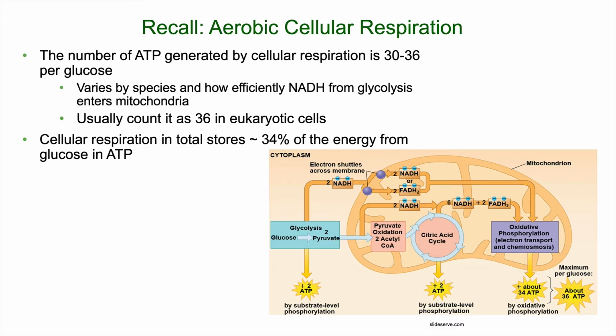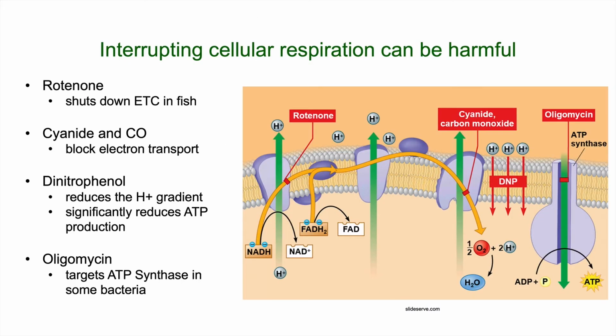And when we put all those protons and electrons through the electron transport chain, coupled with a process of chemiosmosis, that's where we're going to get the most ATP, about 34. And so in a eukaryotic cell, we figure about 36 ATP when we use the mitochondria and fully oxidize glucose. But there are things that can interrupt these processes, especially the electron transport chain and chemiosmosis.